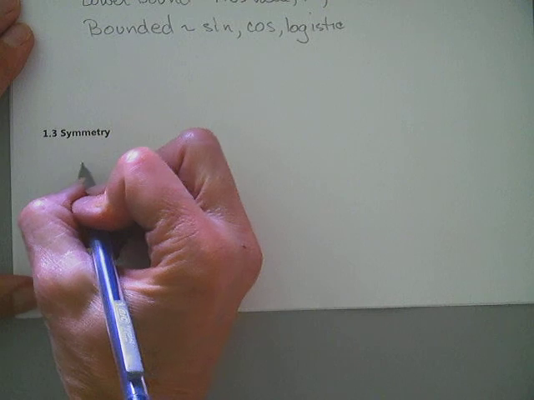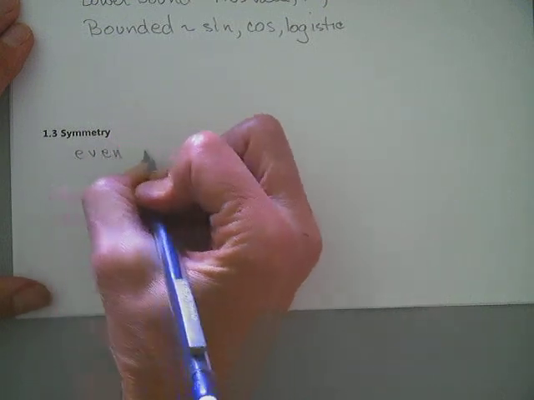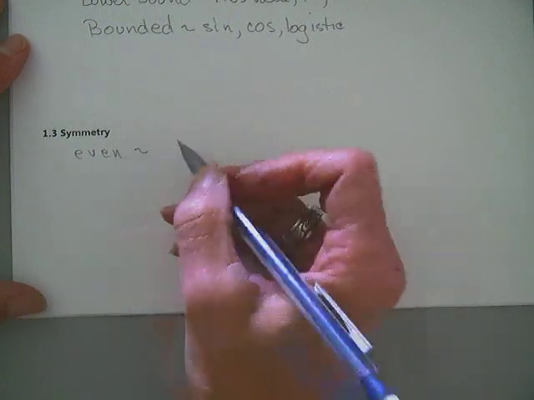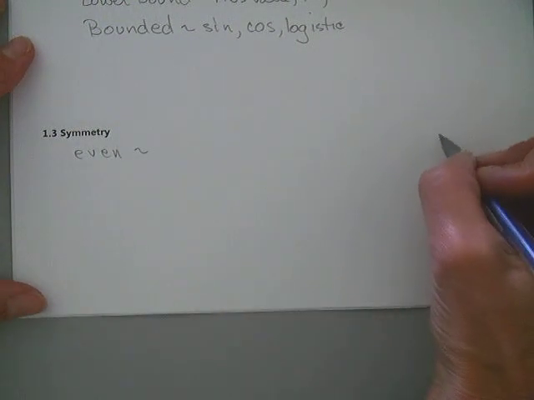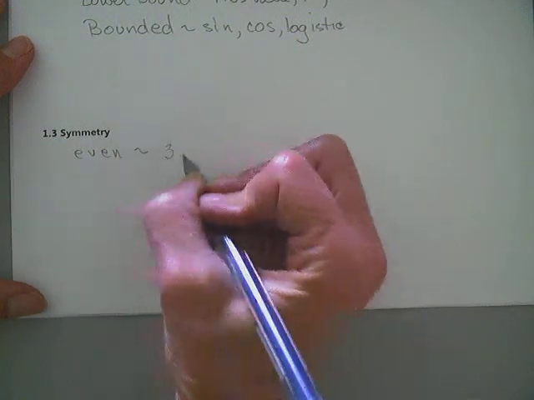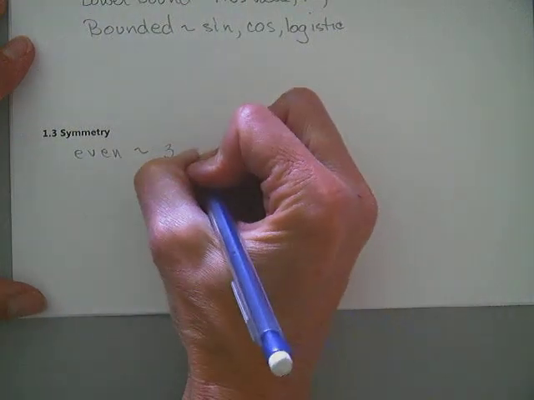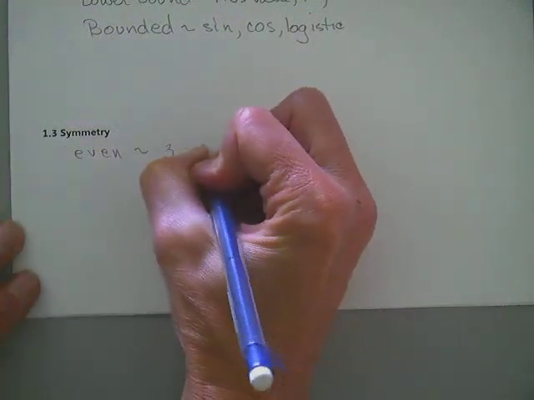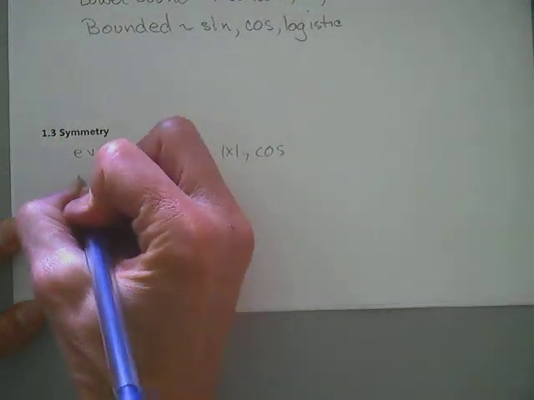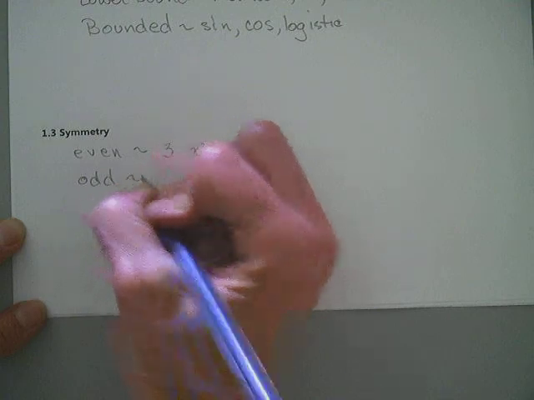Okay? And the last one we want to talk about is symmetry. How many of them have even symmetry? Count on your graphs. Remember, what is even symmetry? You can fold it over the y-axis. How many? 3. Isn't it the same on the other side? Yep. And so what are the three? X squared, absolute value. And cosine. Yeah, cosine.